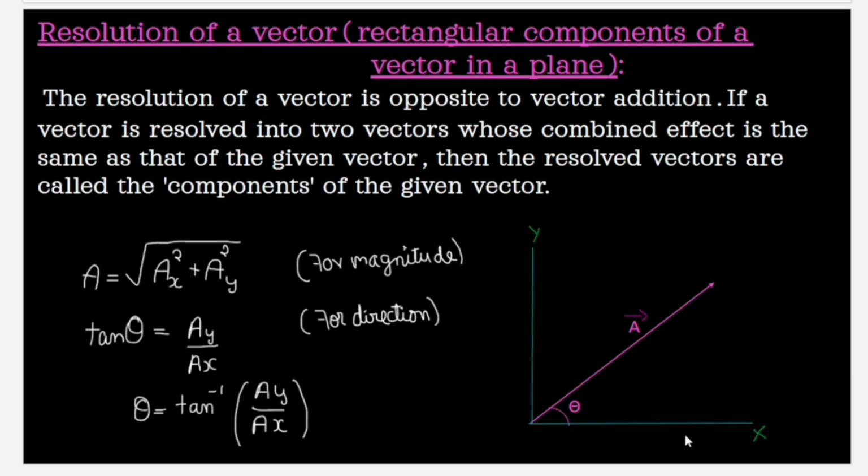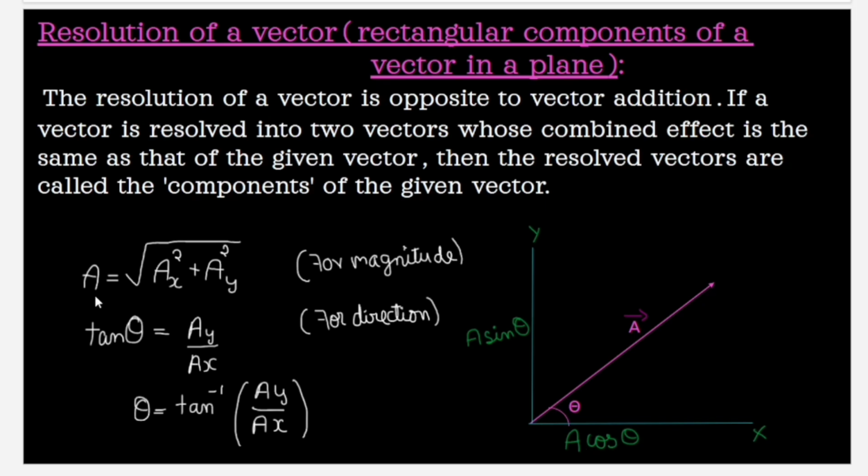Now let us look into the diagram. We know that theta on x-axis is cos theta and theta on y-axis is sin theta. Resolving the vector on x-axis we get A cos theta. Now resolving the vector on y-axis we get A sin theta. With the help of these components we can calculate the magnitude and direction of the vector.